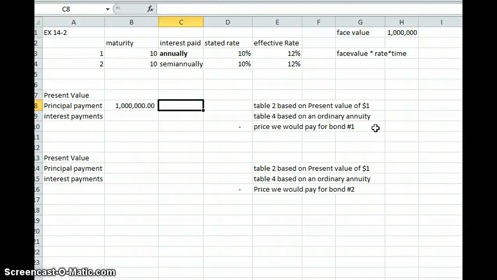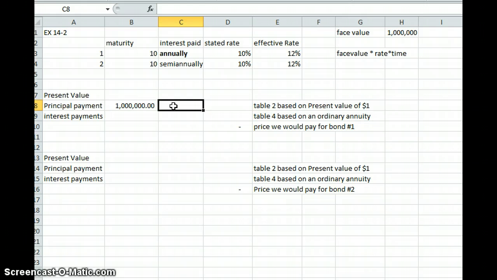What we're going to do is look in the column labeled NI. NI stands for the number of interest payments. In this problem, we're going to have 10 years where we are paid once a year. So the number of interest periods would be 10. We're going to take our finger and go down the column till we get to 10.